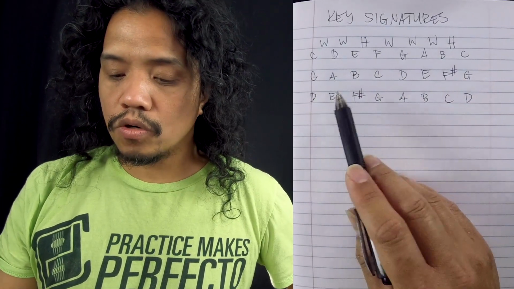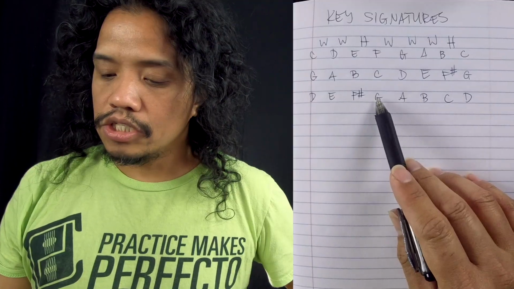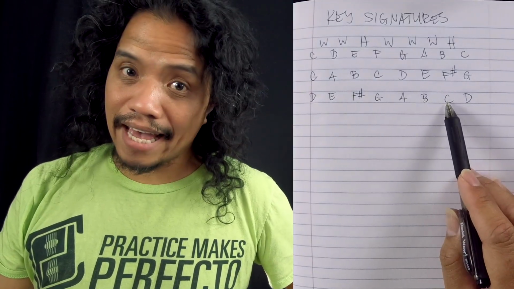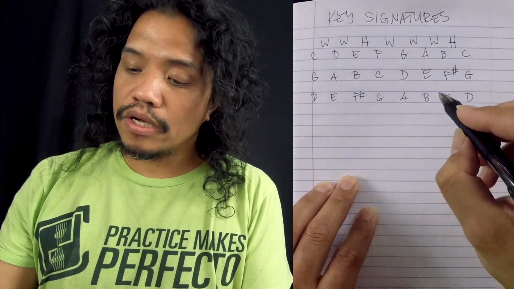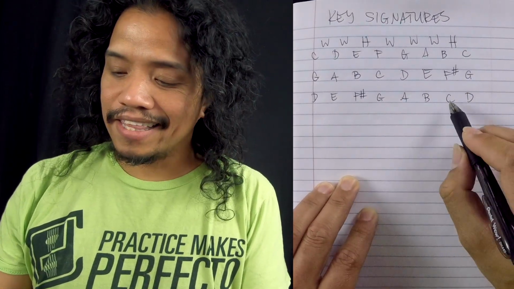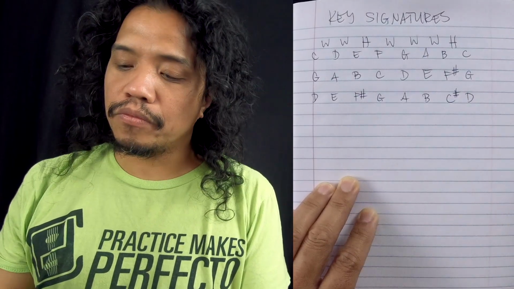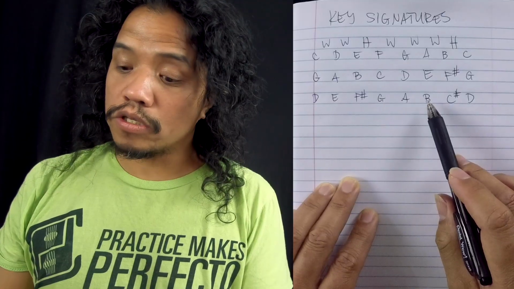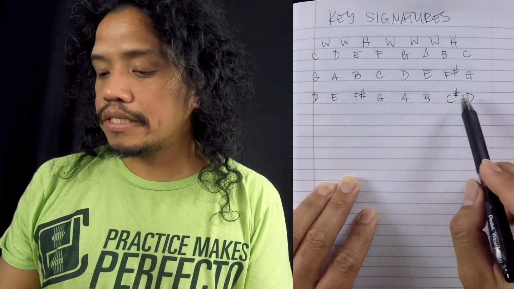So D to E is whole, E to F sharp is whole, F sharp to G is half, G to A is whole, A to B is whole, B to C is a half step. We need a whole step. So again, we're going to have to sharp the C. So we now have a C sharp and also a whole step between B and C sharp, and now there's a half step between C sharp and D.